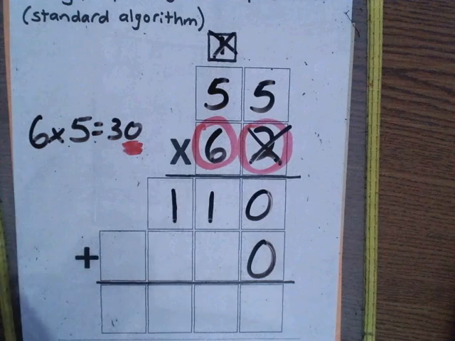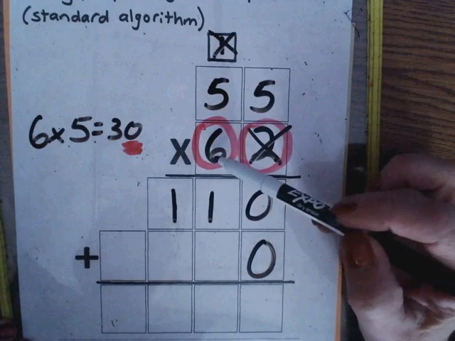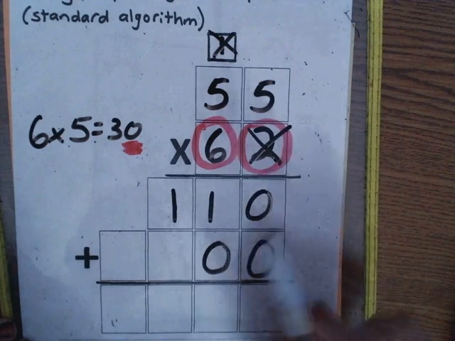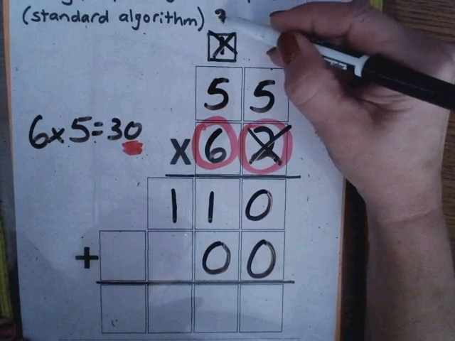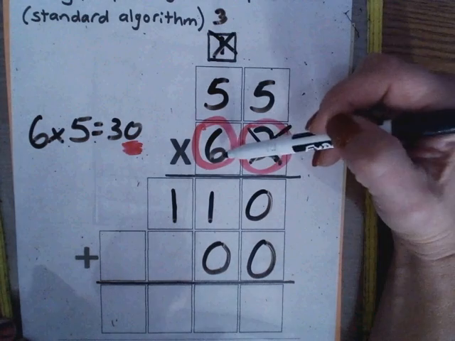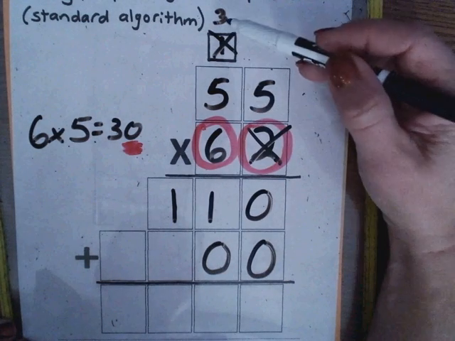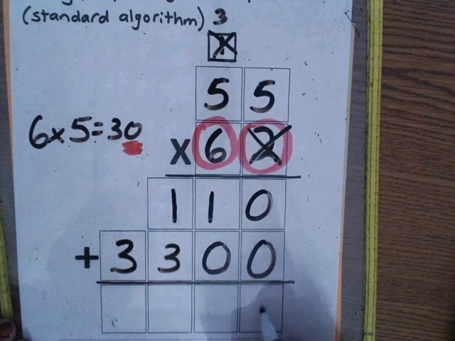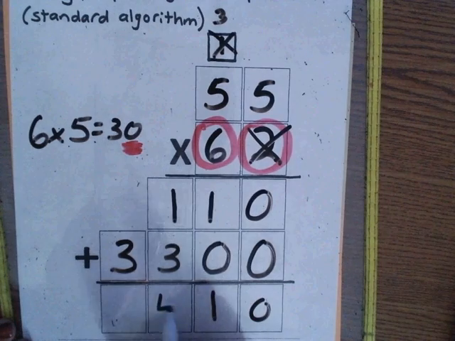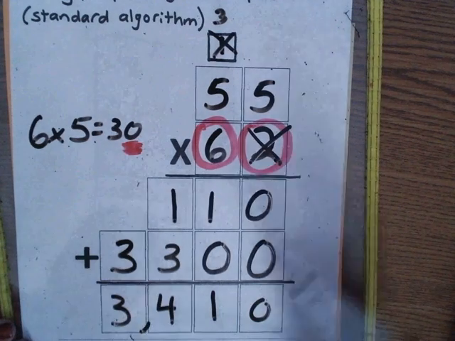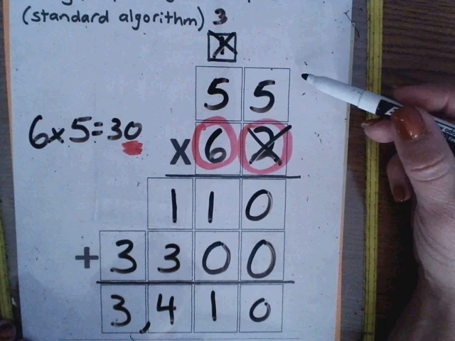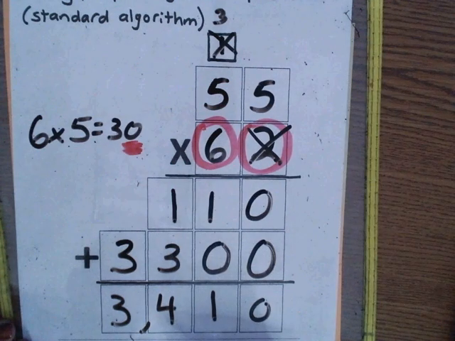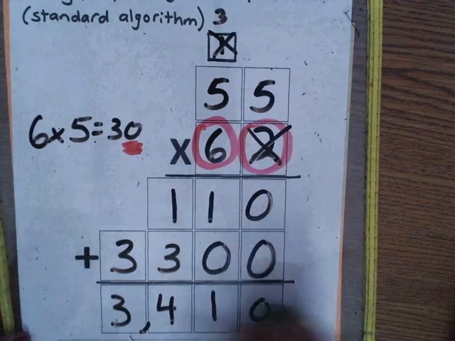So this 0 is my place value 0. The next one is going to be 6 times 5, which is 30, so this 0 belongs to the 30, and I regroup the 3. Then 6 times this 5 is 30, plus 3 is 33. So I add up my columns, put in my comma, so the product of 55 times 62 is 3,410.